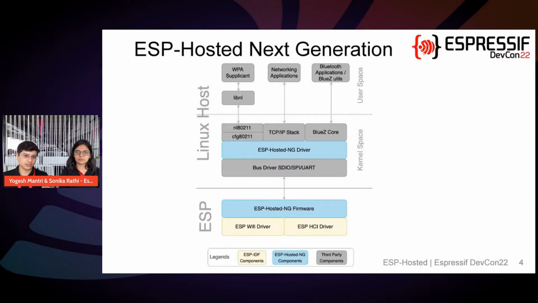Now we will resume that when the WPS applicant is up, it will try to get the Wi-Fi working. So with the configuration it has, it will communicate till CFG 802.11, and you can see the blue colored ESP hosted ng driver, which is actually integrated with CFG 802.11 APIs. Now, whenever the request comes from the WPS applicant, it will enter into the ESP hosted ng driver, and following ahead, it will go through the bus driver like SDIO, SPI, UART, the peripherals we are connected. It will enter into the ESP hosted ng firmware.